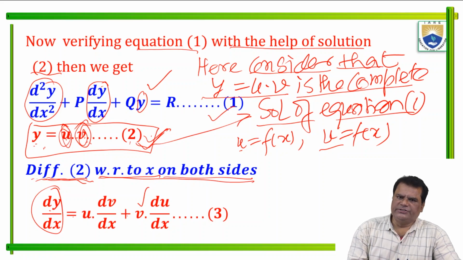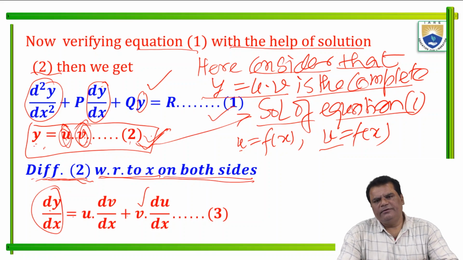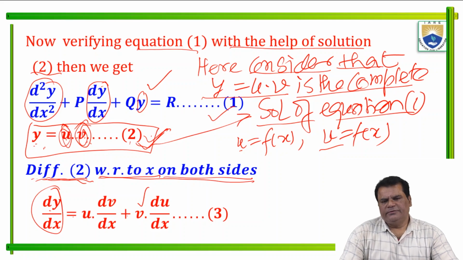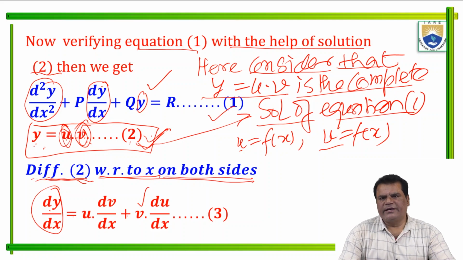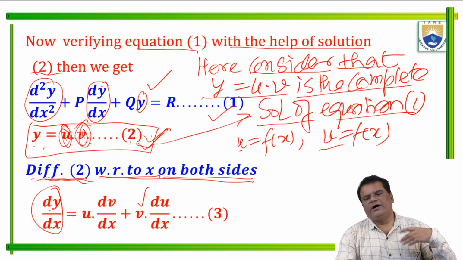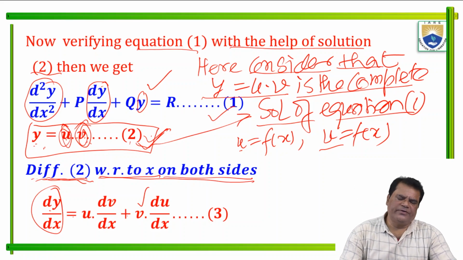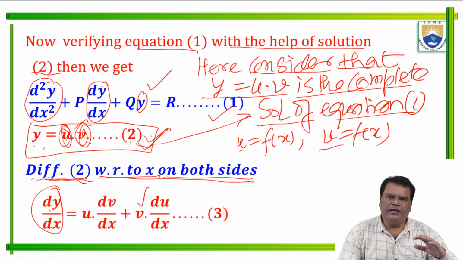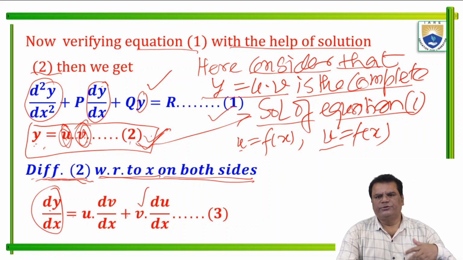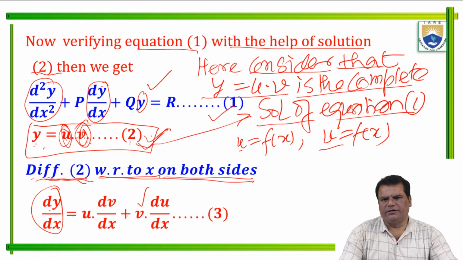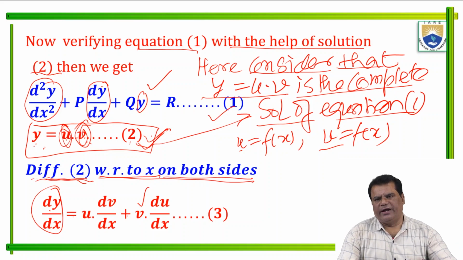So here we consider y equal to u into v as the complete solution of the given equation 1. If this is a complete solution of equation 1, then this solution verifies equation 1. After verifying, we put the value of y in our given equation, then the value of dy/dx, the first order derivative, and now the value of the second differential coefficient. All values are put in equation 1 from the considered solution. Then our equation is verified.